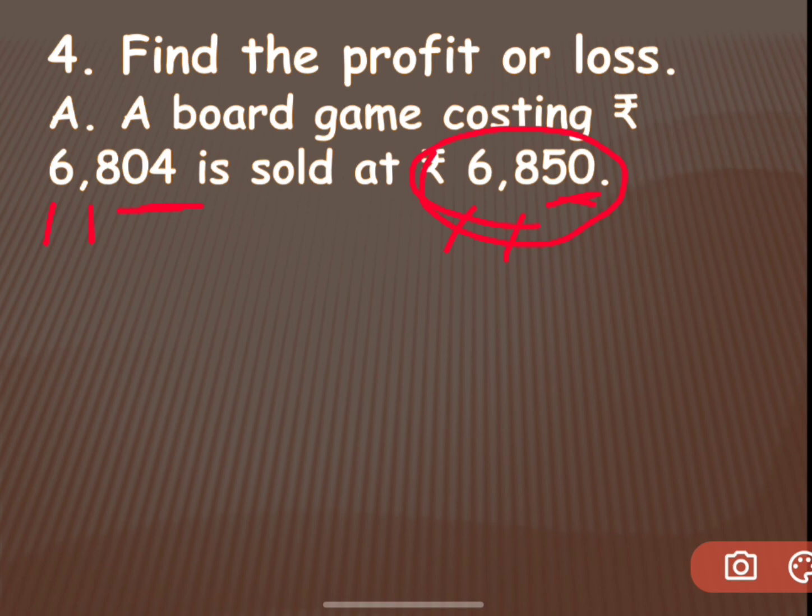Selling price. Why? Because see, a board game costing 6,804 rupees, that means this is the cost price. Is sold, that means it is sold at rupees 6,850, so this is your selling price. So which is more? Selling price is more. Selling price is more means it is a profit. So you will write that only.